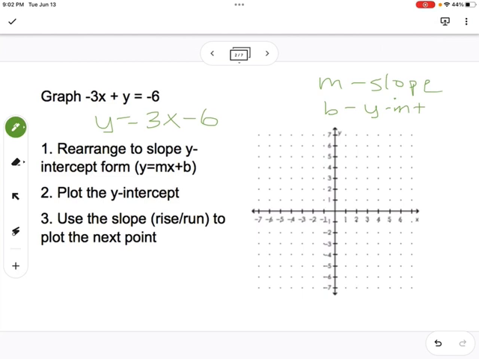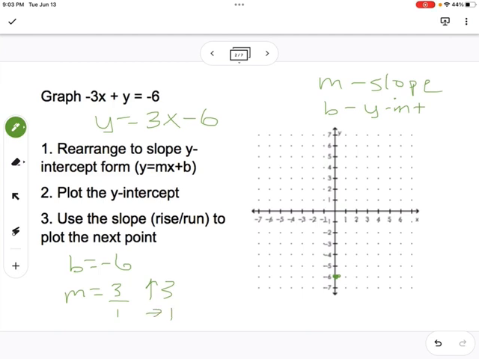So for step 2, we want to plot the y-intercept. So the y-intercept, the b value is negative 6. So we're going to plot the negative 6 on the graph. And from there, we want to use the slope to get to the next point. So our slope is 3. If we have 3 as a fraction, it's going to be 3 over 1. And that means our rise over run is up 3 over 1.